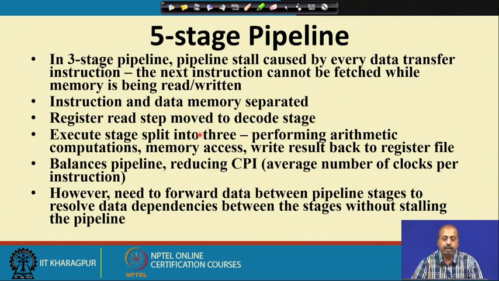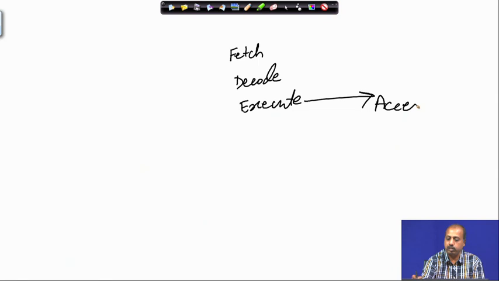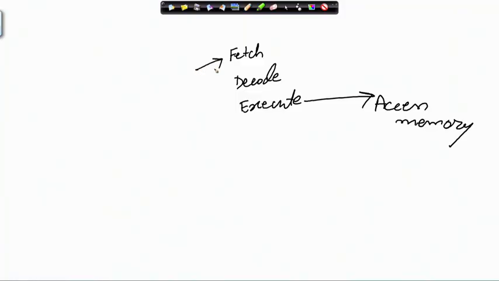So, three stage pipelining, the difficulty that we have is that every data transfer instruction will cause a pipeline stall. Pipeline stall is something like this. I have got this pipelining. If the resource is busy, like say fetch, decode and execute, these three stages are there. Now, if this execute stage is also asking to access memory, like the instruction that we have may be to save the content of some register onto some memory location, this instruction will be using the memory bus. So, I cannot fetch the next instruction. So, this fetching part will be stalled.